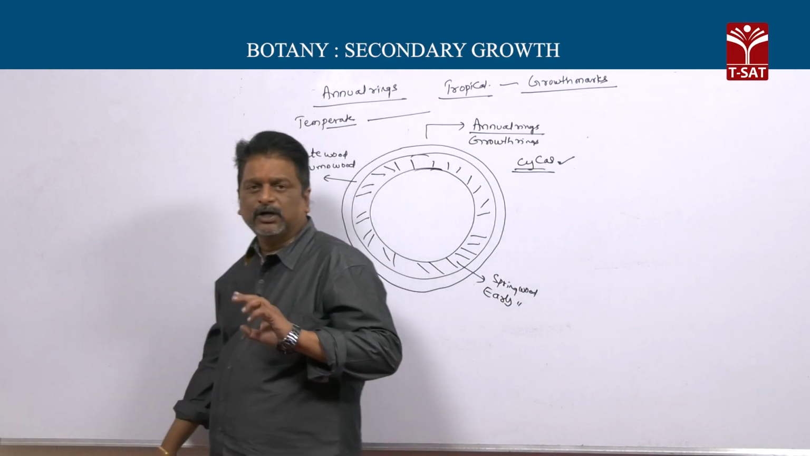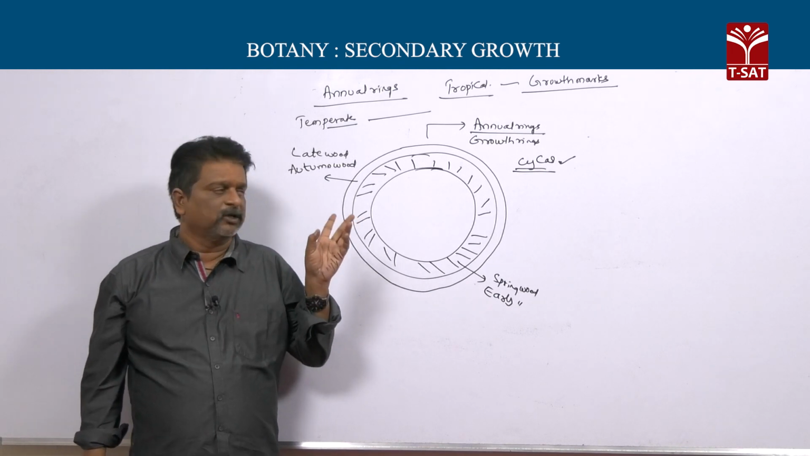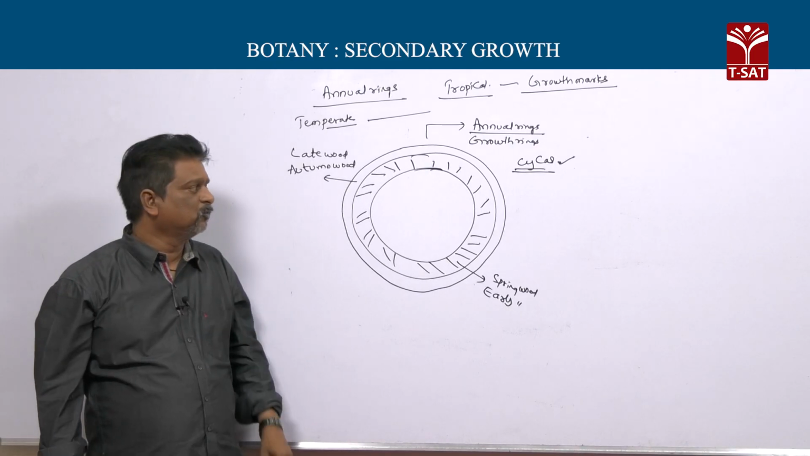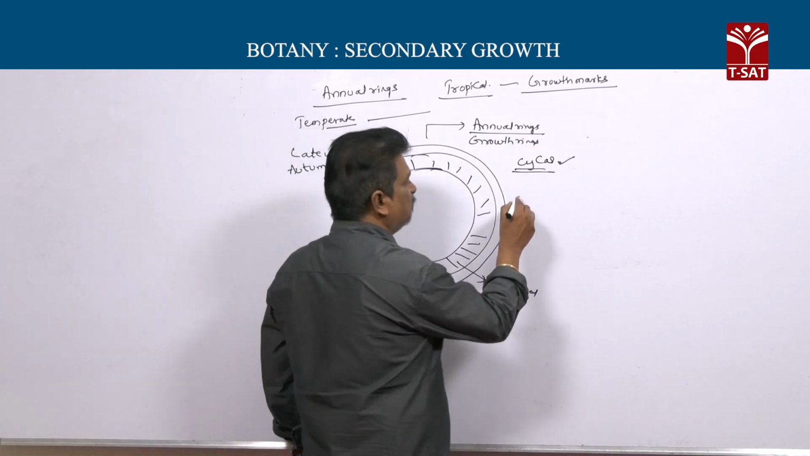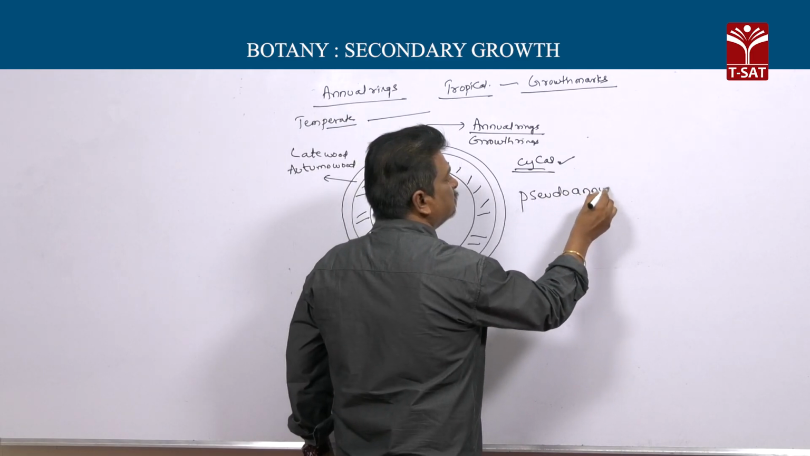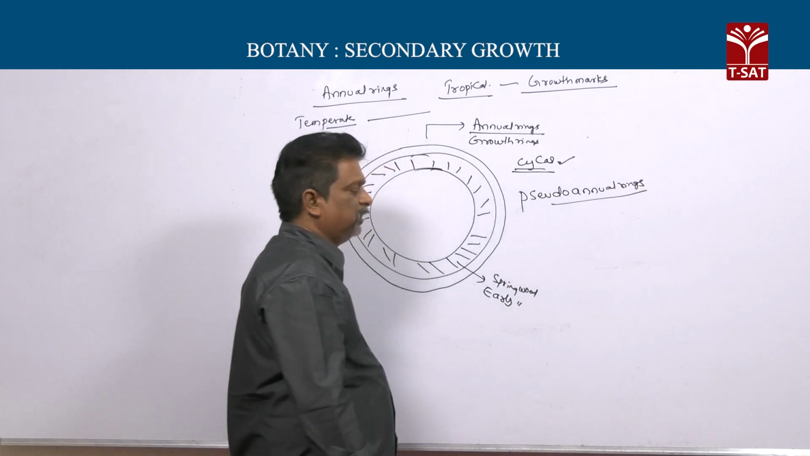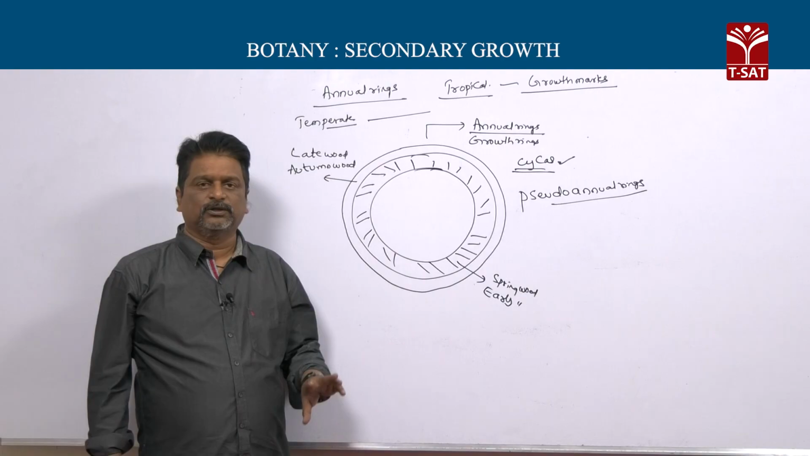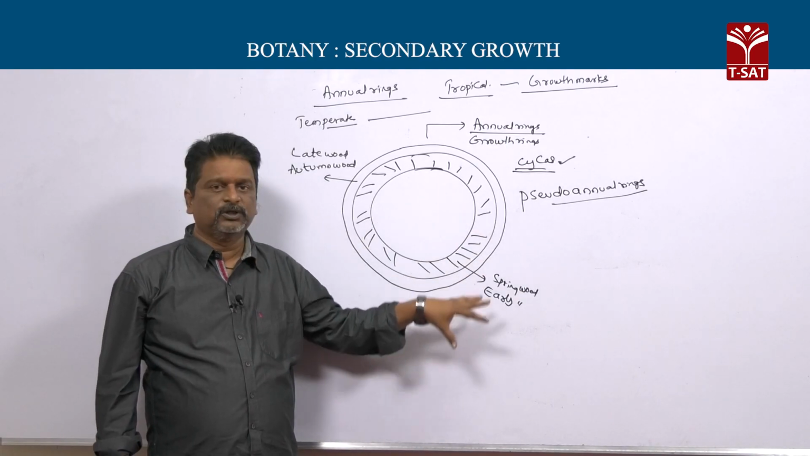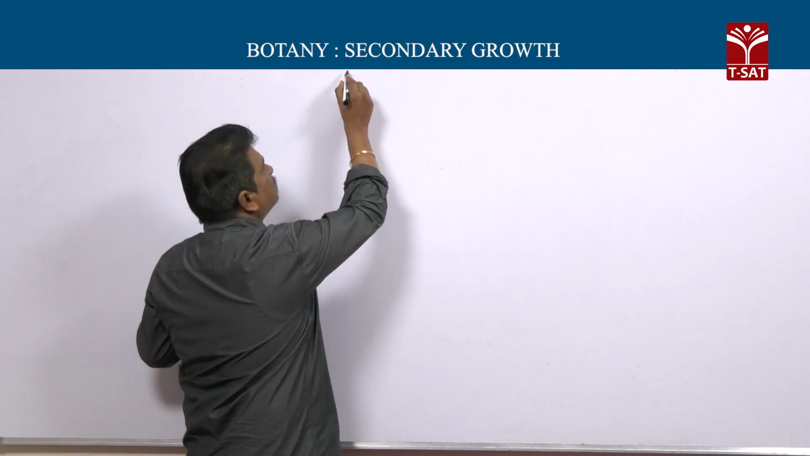Sometimes annual rings are formed due to heavy leaf fall or hormonal changes. Such annual rings are called pseudo annual rings. That is why annual rings are not exact or accurate for estimating the age of a tree. This is about intrastellar secondary growth.